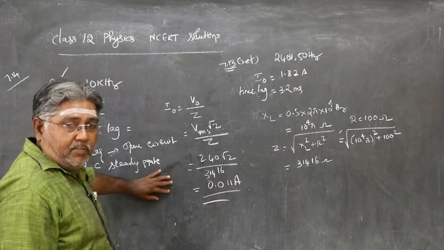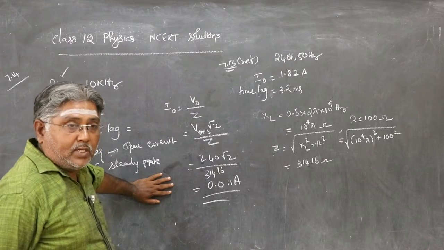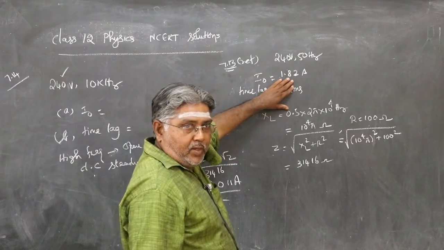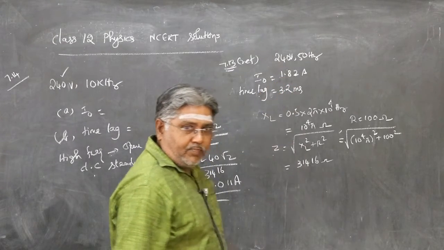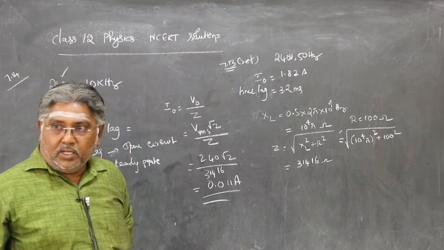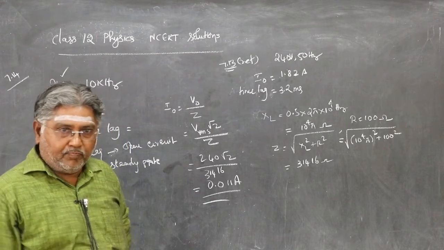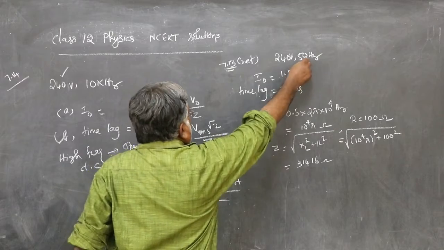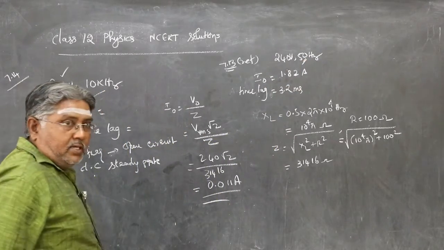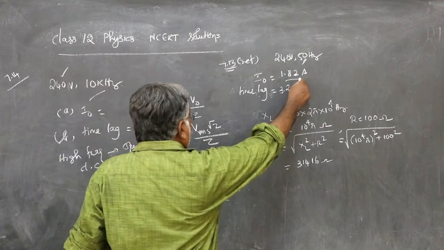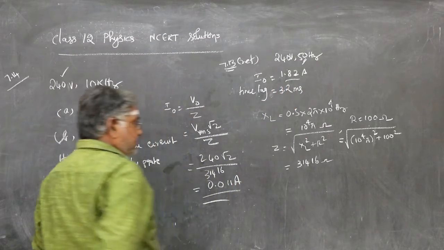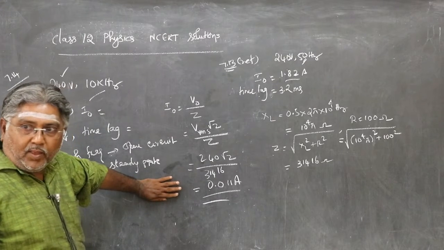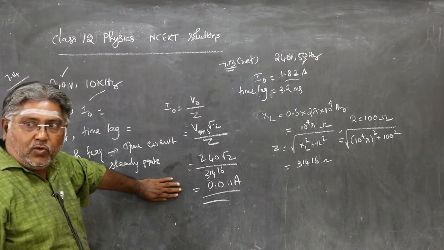So what is the maximum current? 0.011 ampere. What was the maximum current in the previous question? 1.82 ampere. What is the difference? Resistance is same, inductor is same, 13 and 14 are the same problem, but the only change is in frequency. There the frequency was 50 hertz, here the frequency is 10 kilohertz. That made the current reduce from a value of 1.82 to 0.011 ampere. So it is as if there is no current. So we can say it nearly amounts to an open circuit.